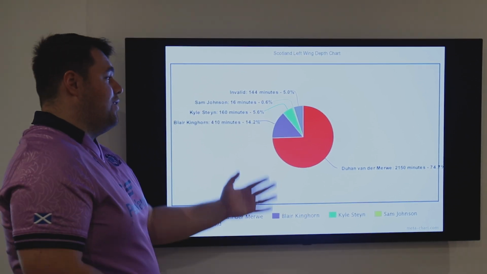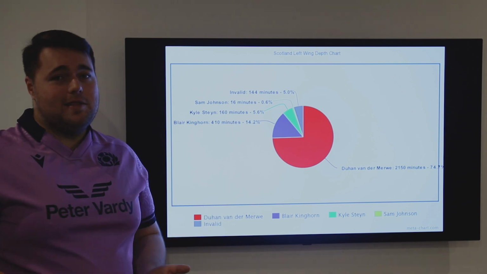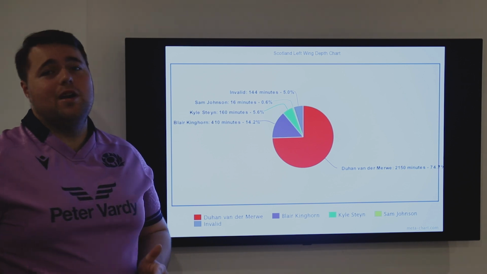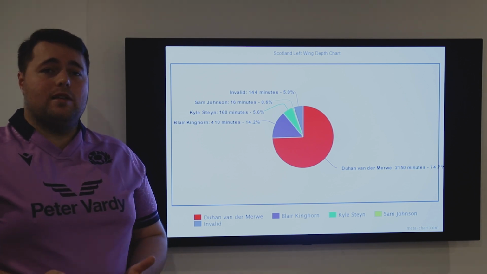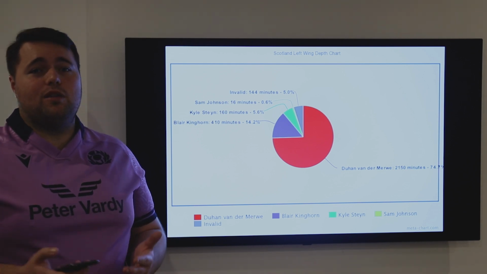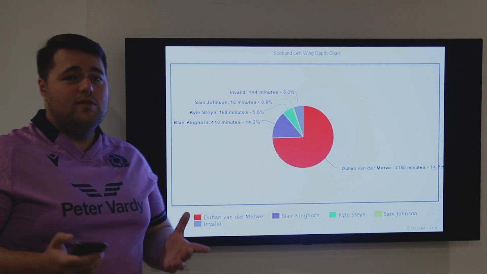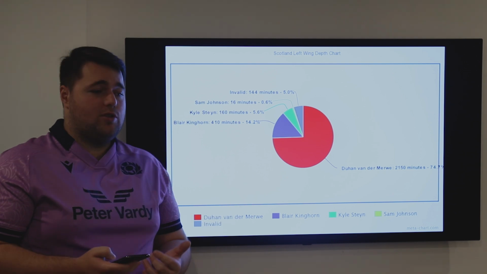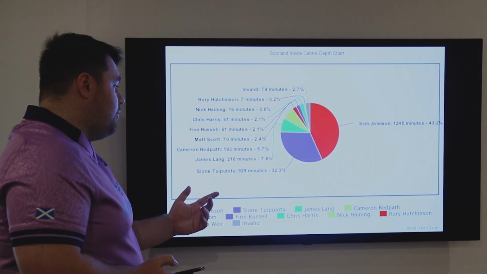But Duhan van der Merwe, he has actually played the most minutes in the Townsend era. Though it's very lopsided with Kinghorn and Steyn far behind him, I'm not too worried about it as wingers. It's just a position where you can pick a form guy and you'll be alright. Van der Merwe is not very injury prone, so I'm not too concerned about this lopsided looking depth chart over here.